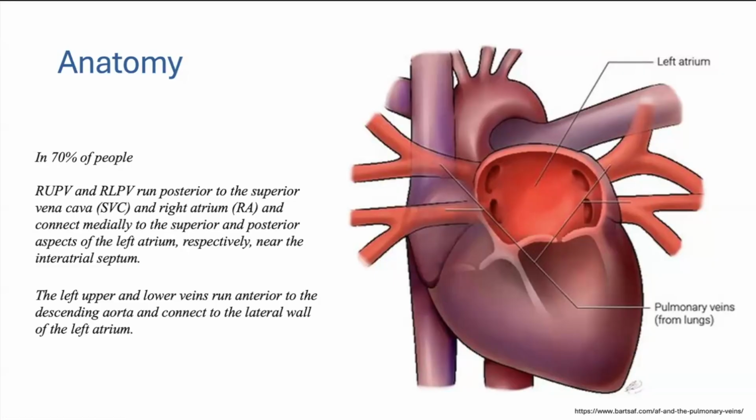And the way they enter the atrium, the ones on the right side enter on the posterior aspect, close to the intra-atrial septum, and the ones on the left side enter into the lateral wall of the left atrium.